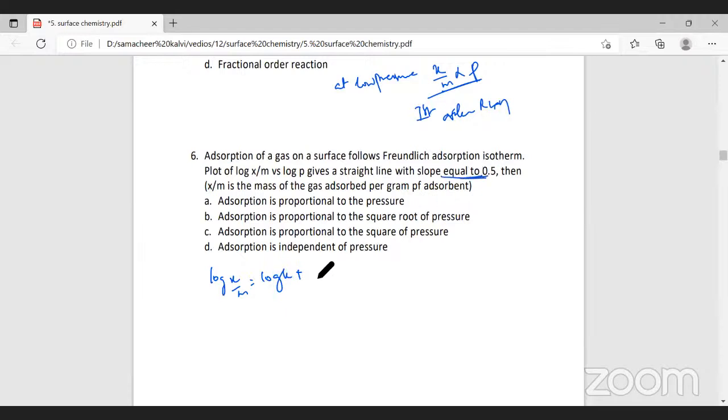Slope is 0.5. When I say slope is 0.5, we can write this equation as log x by m is equal to log k plus 1 by 2 log p. 0.5 can be written as 1 by 2. So from this, we can come to the conclusion x by m is equal to k into p to the power 1 by 2.